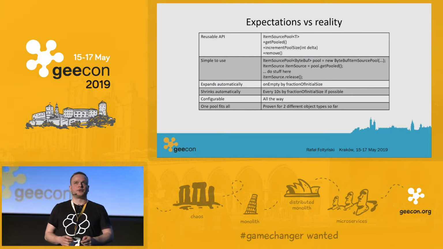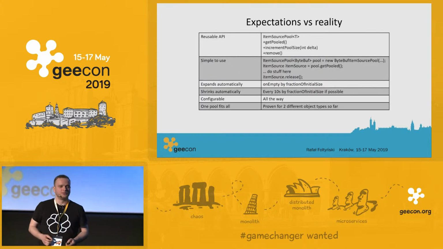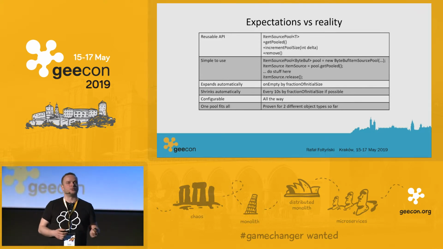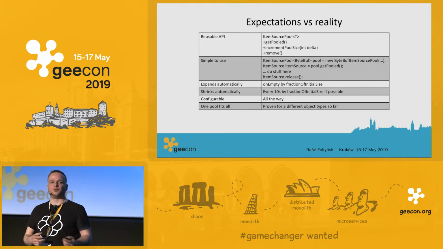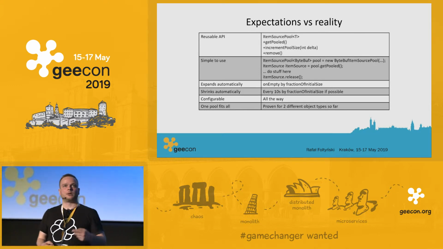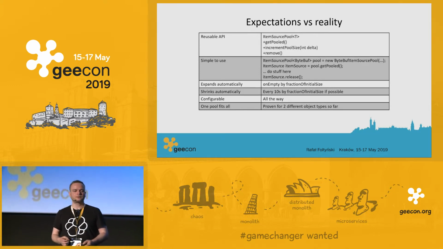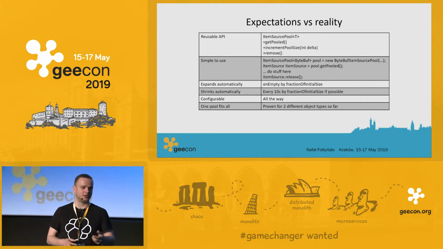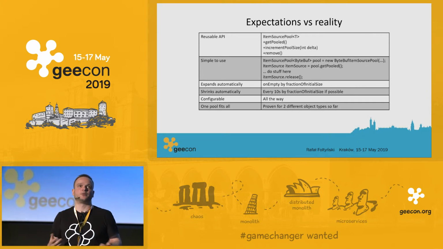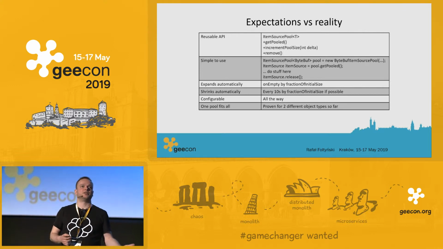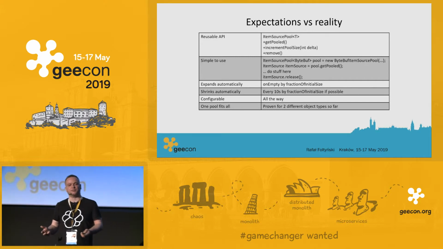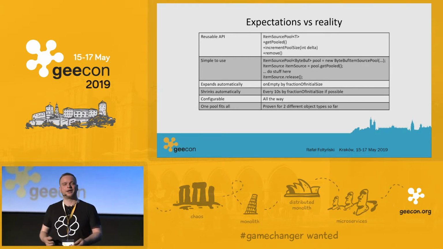So my expectations towards the pool that I wrote were that the API has to be reusable. I would like to use this pool for different objects. I would like to pool anything I want. I would like it to be simple to use. I would like this pool to expand and shrink automatically. I've chosen an empty strategy because it was the easiest one. And once I hit this moment and I create 5,000 more buffers, it takes like 2 or 3 milliseconds. So it's like, all right.